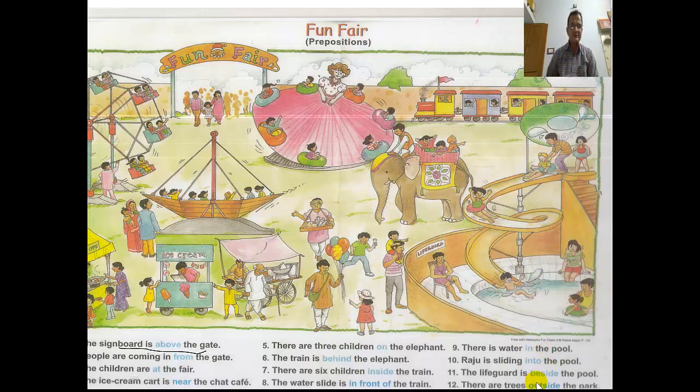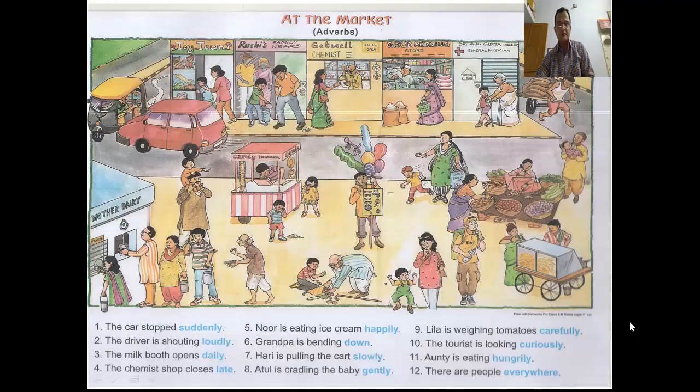Now in the second picture, the subject is the market, but here the topic is adverbs. So how cleverly different kinds of adverbs are used in about 12 sentences. So let's see these adverbs. The car stopped suddenly, achanak, the car stopped. The driver is shouting loudly. If you see, the head is outside the roof of the car.